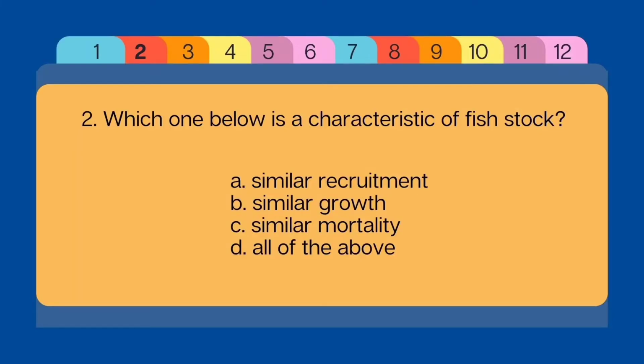Number 2. Which one below is a characteristic of a fish stock? A. Similar recruitment, B. Similar growth, C. Similar mortality, or D. All of the above. The answer is D. All of the above.